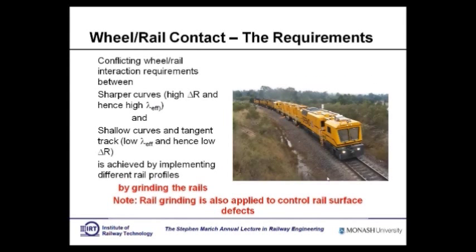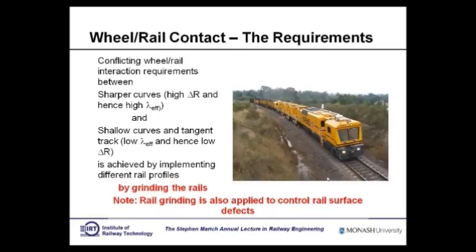Now, therefore, you've got conflicting requirements. What you do, you can't fiddle around with the wheel profiles. They become worn and so on, and they go all over the system. So what you do is actually be smart, and you control the rail profiles. So you put different rail profiles in curve track to tangent track and shallow curves.